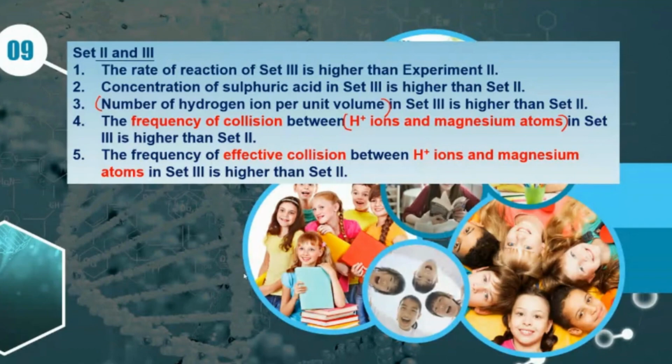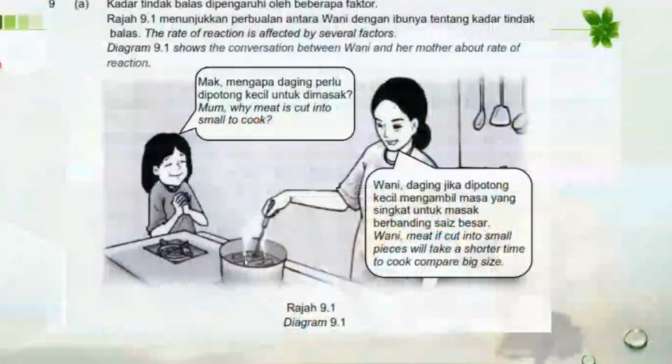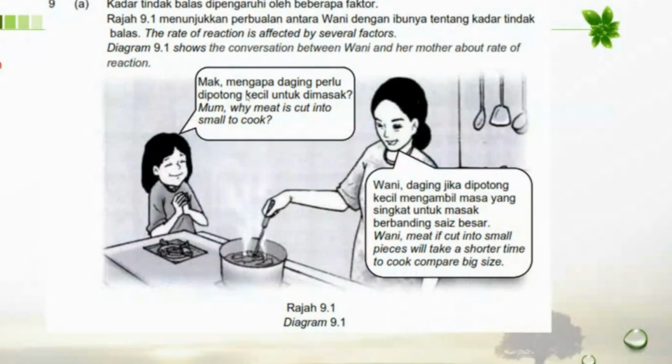Okay, now we continue to the Klandan questions. Okay, class, you can see the questions always ask you about the factors, right? Here the meat is cut into smaller size to cook, right? So this is a factor of size, right?